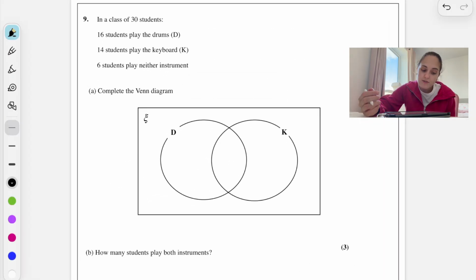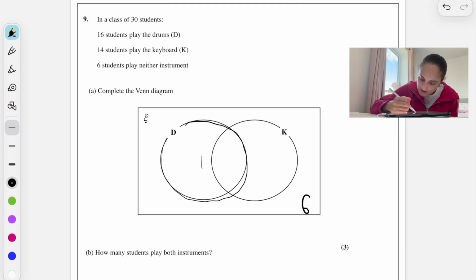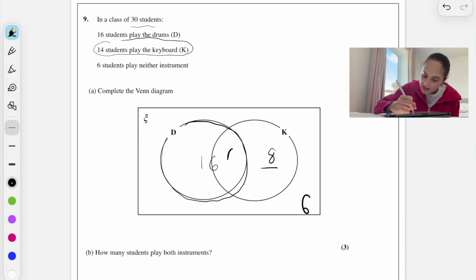This next question here, we have 30 students, 16 play the drums, 14 play the keyboard, and 6 students play neither. So I can put my 6 students straight away on the outside. I've got 16 students play drums, so this whole circle is 16. So what's left is going to be the number of students who play just the keyboard. So 16 plus 6 is 22, and that means there's 8 students who are over here. So it then tells us that 14 students actually play the keyboard. So that must mean the bit in the middle is going to be 6, because 6 plus 8 is 14. And if this whole circle is 16, then that must tell us that this part is 10. So that's my Venn diagram.